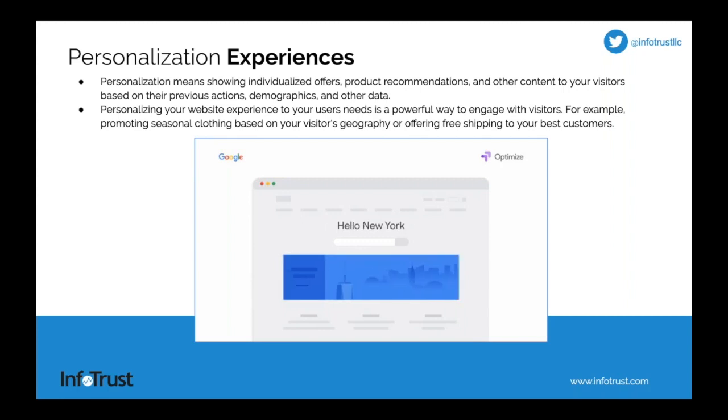The fourth type of experience that Google Optimize offers is a personalization. Essentially, within Google Optimize, you have the option to show individualized offers, product recommendations, or other content to your visitors based on any previous action that they've taken. It could be users that have completed some activity on your site, users coming from a specific geographical area, or really any other data that you can think of to personalize experiences and content.